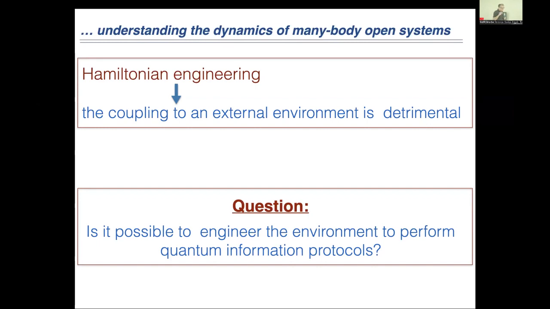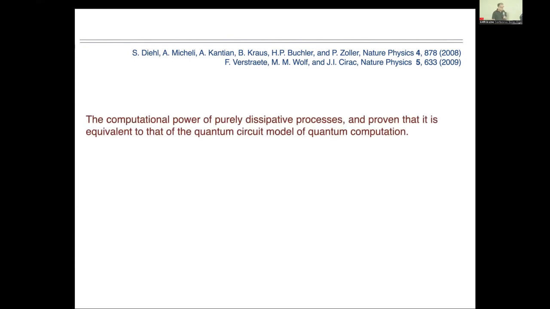So the statement is, if it's possible to have access to certain properties of the environment, then it will become a resource for quantum information protocols. There are many works on this, and at the level of few-body systems this has been discussed much earlier, but I will start from these two papers that appeared slightly more than 10 years ago that really looked at the many-body context.